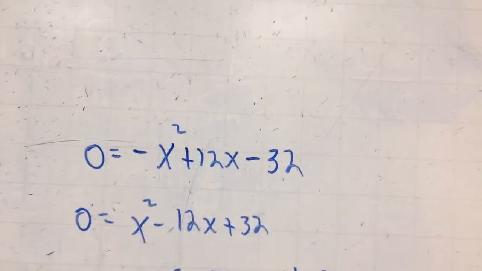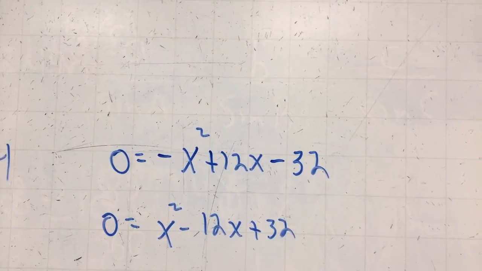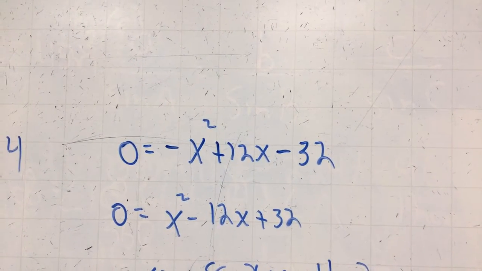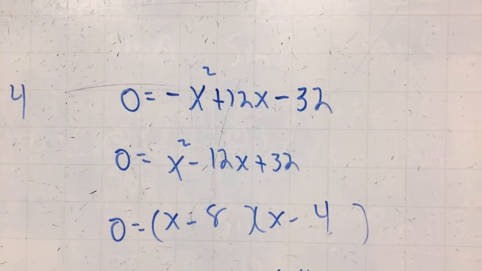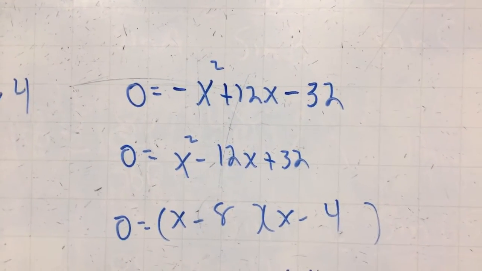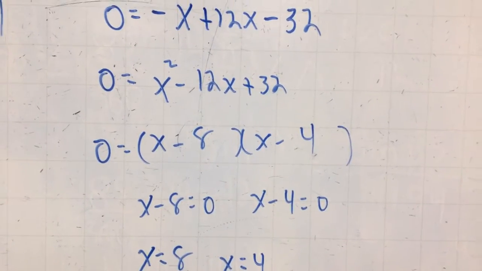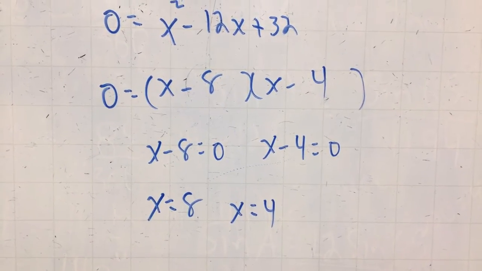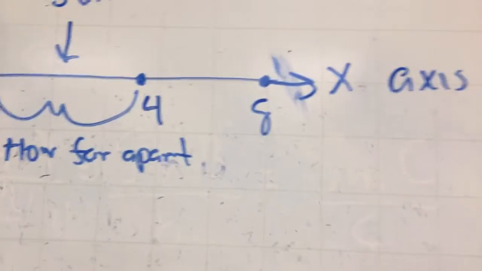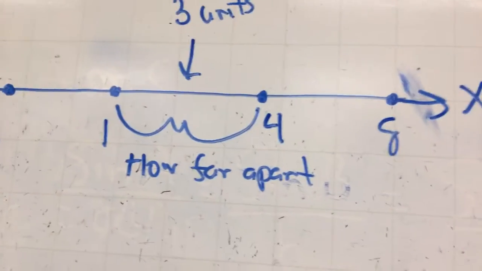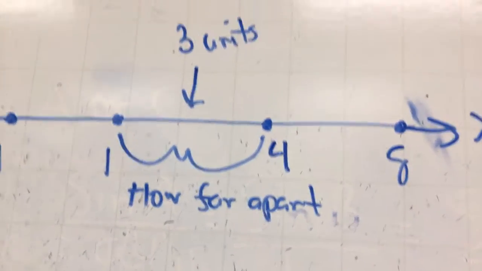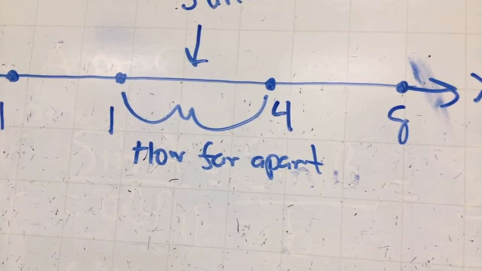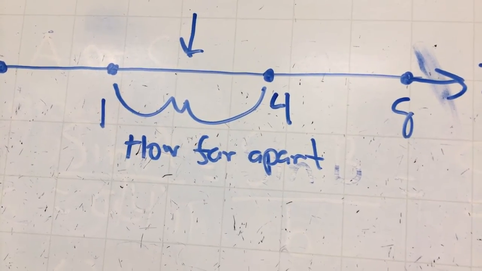Now the second one, I got negative x squared plus 12x minus 32 is equal to 0. I don't like the lead coefficient being negative, so I just multiply it all by negative 1. And that factors beautifully: x minus 8, x minus 4. Solve each factor, setting it equal to 0, and x is equal to 8, and x is equal to 4. So I put those 2 points on my little x-axis. Now, how far apart are they? Well, 1 to 4, 3 units. On the x-axis, these two parabolas are 3 units apart.